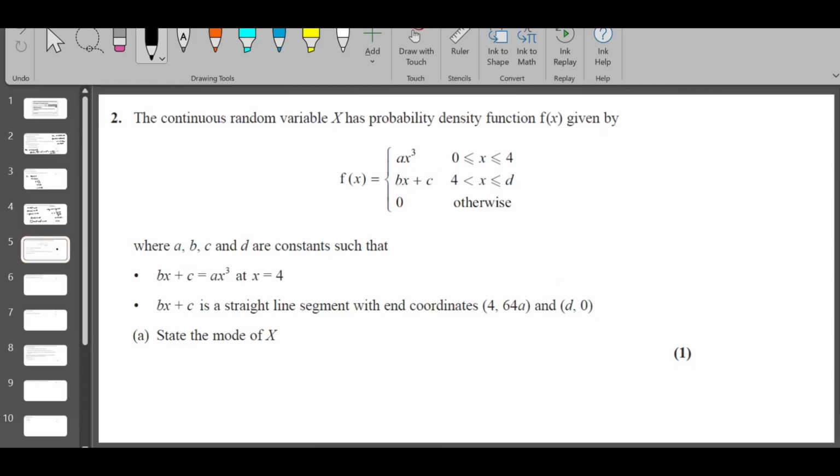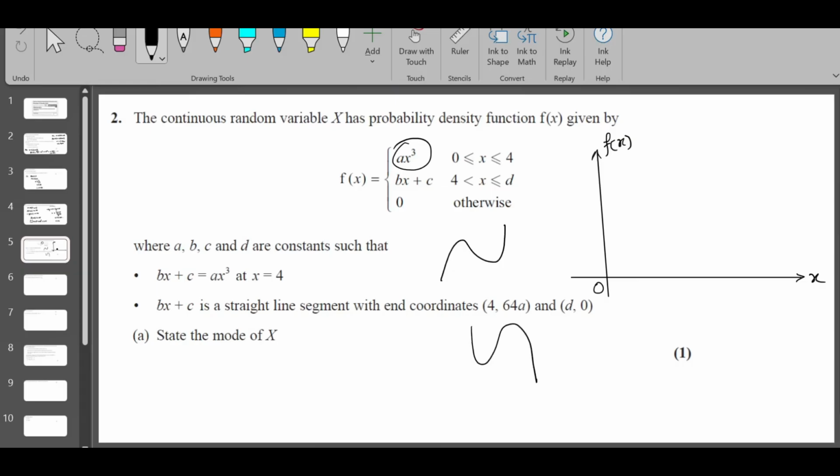State the mode of x. I'm going to draw a little graph to understand this. Okay, this is f of x. There are no marks for the diagram, this is just for reference. So this is the x-axis and origin. Ax cubed is a cubic function. It can be this or this. And then it says bx plus c is a straight line with these 2 coordinates. So when x is equal to 4, y is 64a.